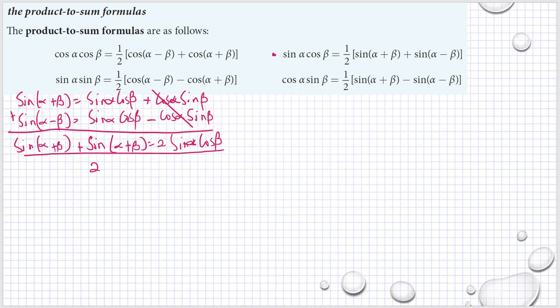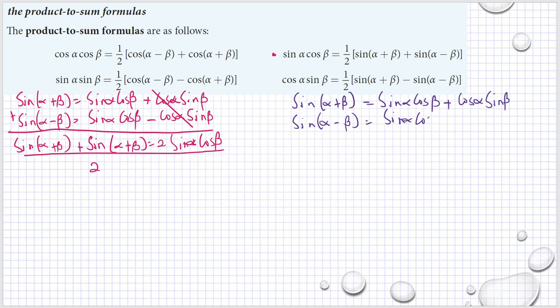Let's do the same for the last one. We have sine of alpha plus beta is equal to sine alpha cosine beta plus cosine alpha sine beta. And then we have sine of alpha minus beta is equal to sine alpha cosine beta minus cosine alpha sine beta. If we subtract this, then this will become 0. Then we will get 2 cosine alpha sine beta.